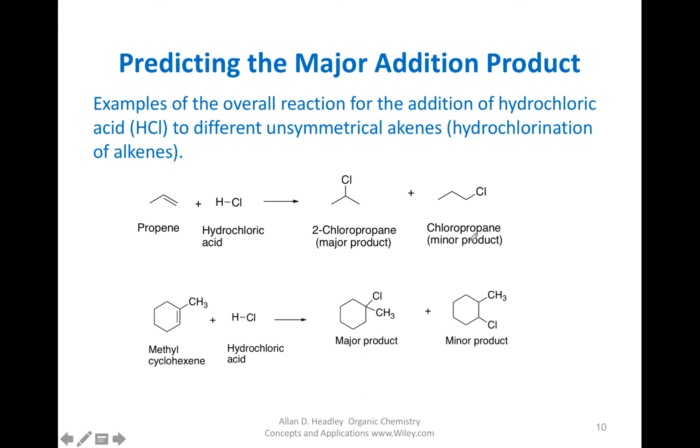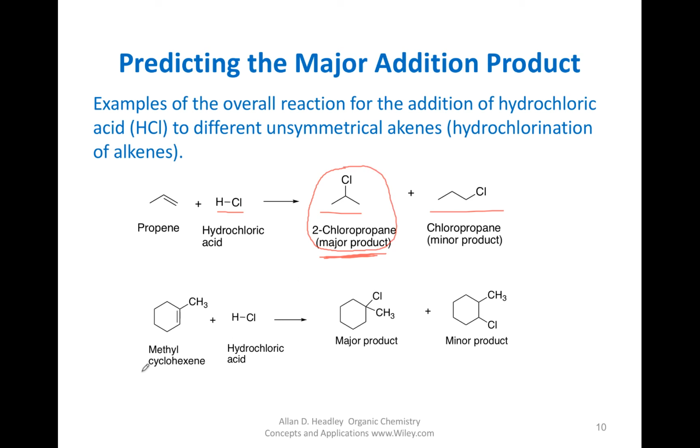Okay, so let us look at this. Based on what's shown here, you should be able to predict the major product. So propene reacting with HCl, two products. You should be able to predict this is the major product because the carbocation that's formed here is the secondary carbocation, and the carbocation that's formed here in the mechanism is the primary carbocation. Since the secondary carbocation is more stable than the primary, this is your major product.